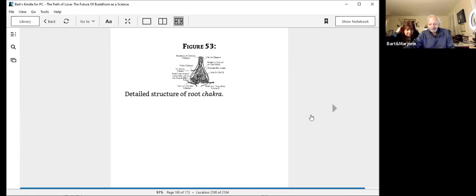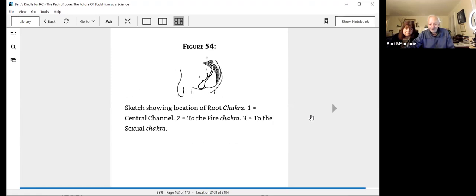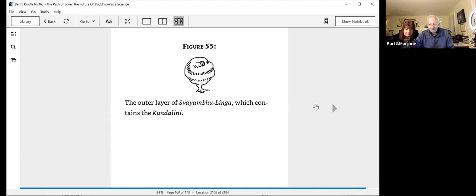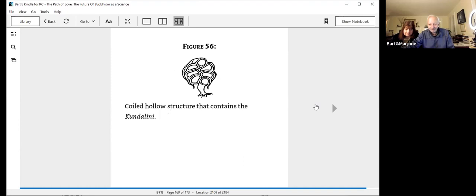And here's an even more detailed picture of this root chakra. This is all taken from his book, and he's trying to show how the root chakra is related to the fire chakra and to the sexual chakra here in this picture. He just chose not to dig into these things simply because it was going to be a huge amount of work, and he didn't.